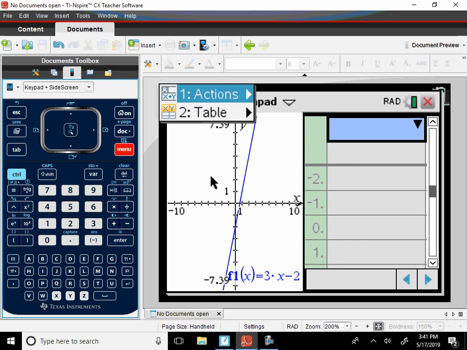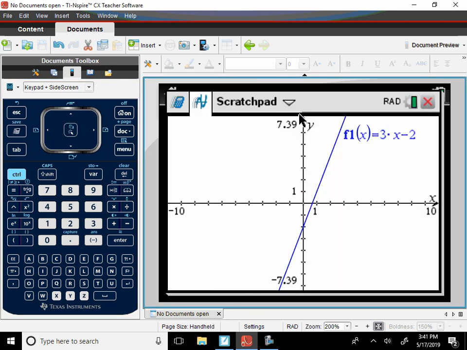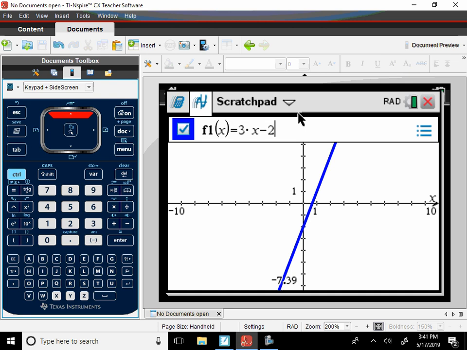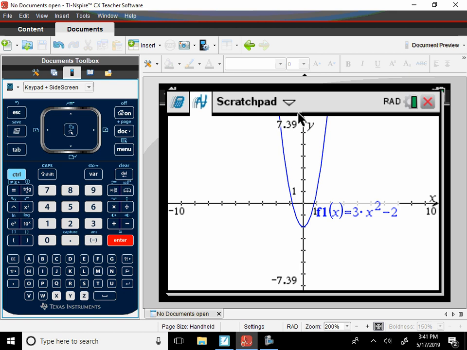Get this table off. It's getting in the way. Remove table. Okay, back over here to my graph, and instead of 3x minus 2, I want 3x squared minus 2. And there's a parabola. It's a little bit skinny.